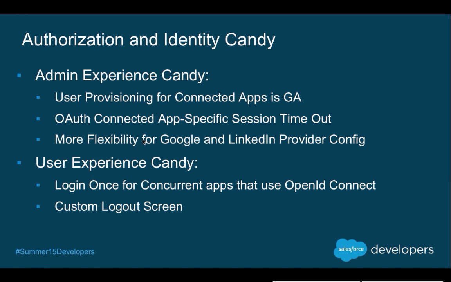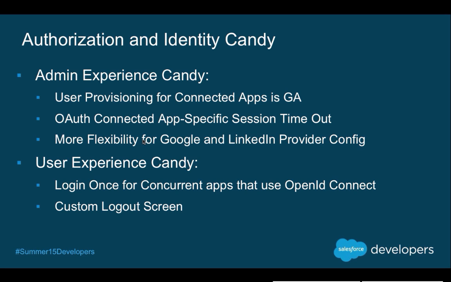As far as authorization and identity, I'm calling it candy here because a lot of this is just about making authorization and identity much, much nicer for both admins and end users. One important one is that user provisioning for connected apps is now generally available. What that means is that I can have something like a Google app that is a connected app in my Salesforce org, and I can make it so that when I create a new user in my Salesforce org, I can automatically provision the user in the Google app.